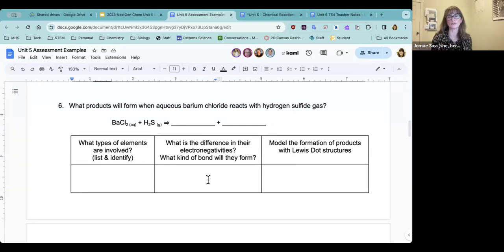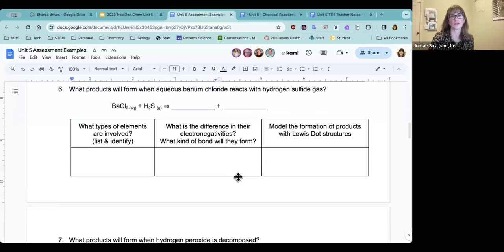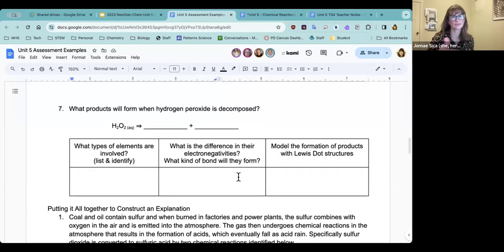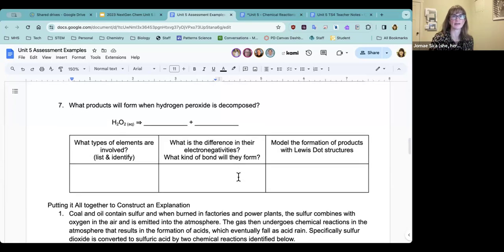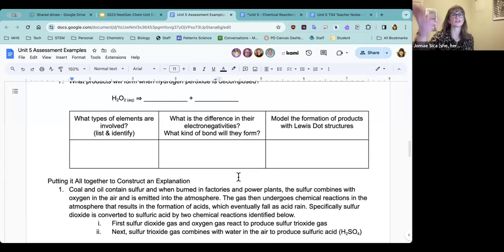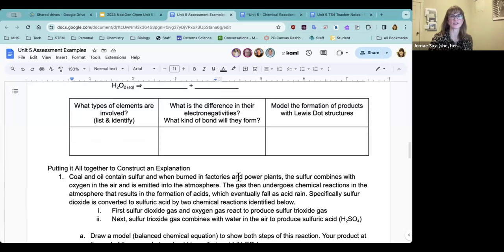And so what kind of bond will it form? And then showing how those elements will come together in a Lewis dot structure, right? That's going to bring in the valence electrons and allow students to either show the valence electrons being transferred or being shared, based on what they determine the electronegativity difference to be. So something similar here, but just with a different type of reaction. And then at the end, I feel like building to the crescendo of constructing the explanation.